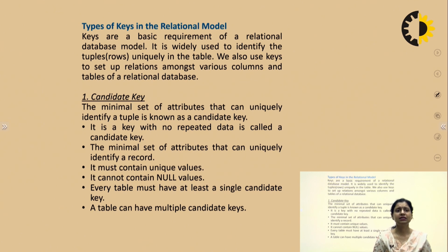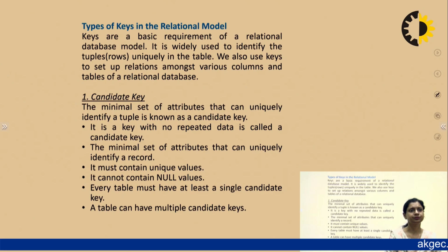So, these keys help us to maintain that integrity, and it has some constraints due to which we cannot store the same record multiple number of times in a relation. So, the first type of key that we have is the candidate key.